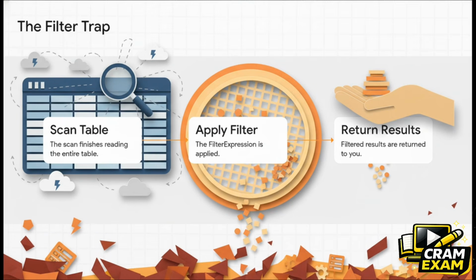Here's exactly why this filter trap catches people. You see, a filter expression is applied after the scan finishes reading the data from the table, but before those results are actually returned to your application. This means you are still charged read capacity units, or RCUs, for reading the entire table off the disk. A single scan on a massive table can consume your entire provisioned throughput in one go. That causes severe throttling, and ultimately, it's going to crash your live application.